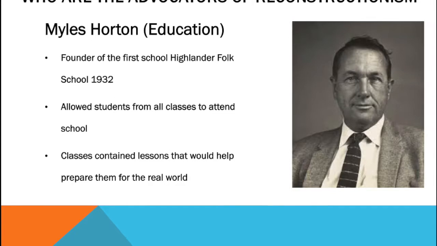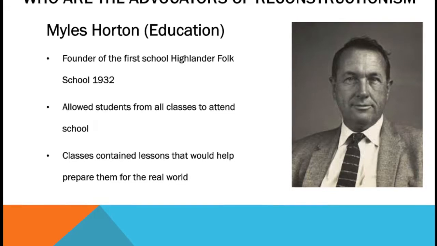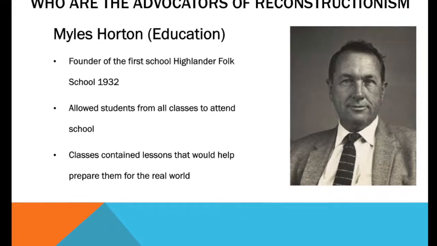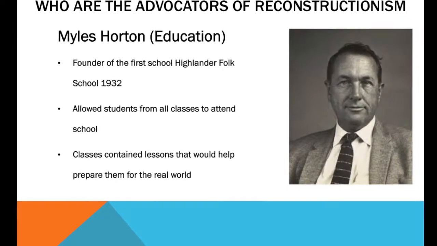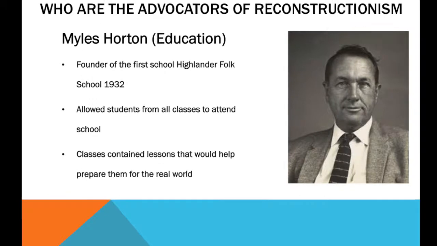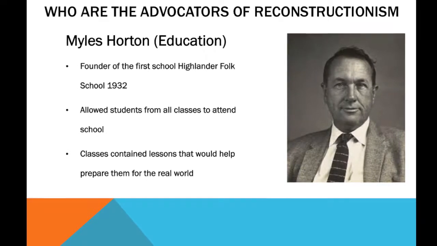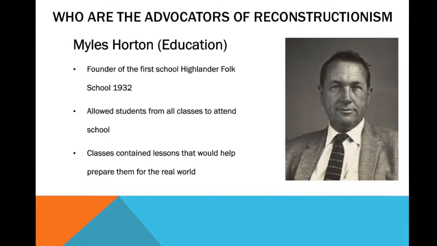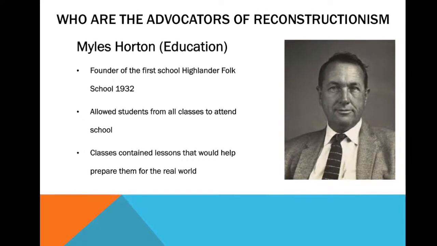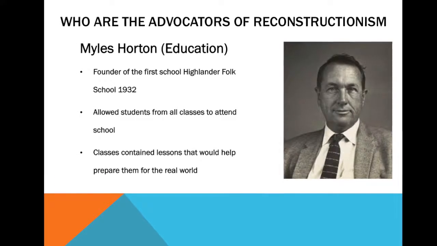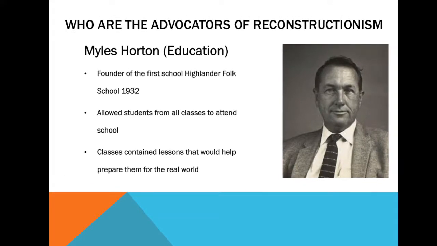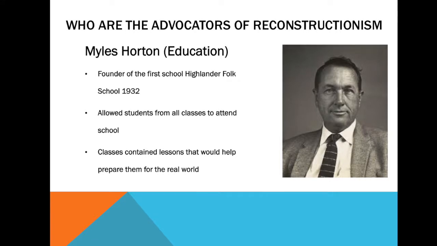Miles Horton was one of the first to bring Reconstructionism into education. He was the founder of the first school, Highlander Folk School, in 1932. He allowed students from all different social classes to attend this school. Classes contained lessons that would help prepare them for the real world. Many of the classes contained labor workshops that lasted for 6 weeks, during which about 25 potential labor leaders interacted under careful guidance of the Highlander staff.